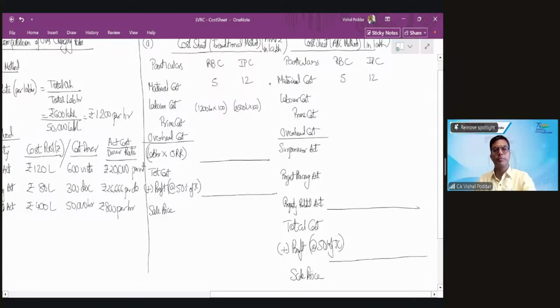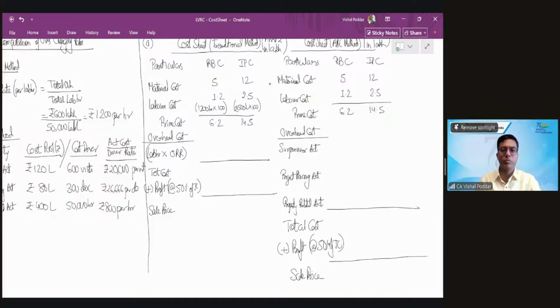1200 hours, labor rate 100, makes it 1.2 lakhs. Correct? 2500 hours, labor rate 100, makes it 2.5 lakhs. Same thing continues here. So my prime cost is 6.2 lakhs and 14.5 lakhs.